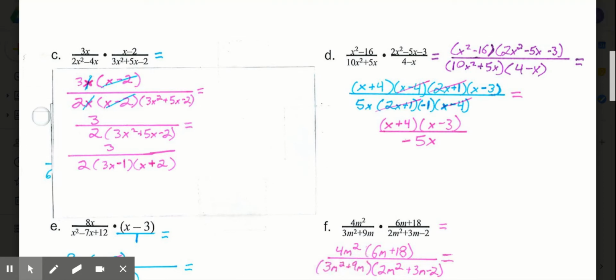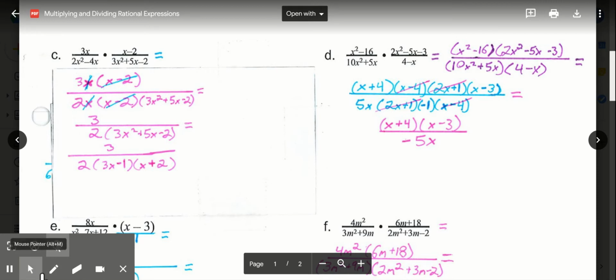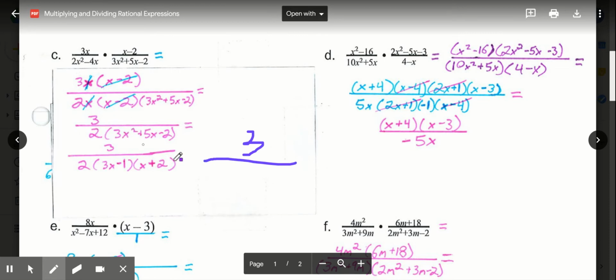Now, could you technically write that as 3 on top over, and then distribute this, so it would be a 6x squared plus 10x minus 4.